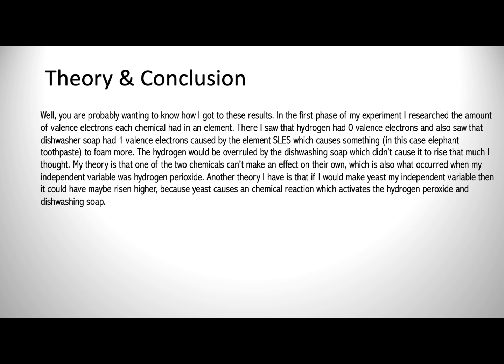My theory is that one of the two chemicals can't make an effect on its own, which is also what occurred when my independent variable was hydrogen peroxide. Another theory I have is that if I would make yeast my independent variable, then I could have maybe risen higher. Yeast causes a chemical reaction which activates the hydrogen peroxide and dishwashing soap.